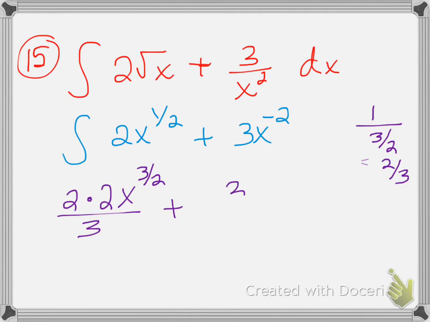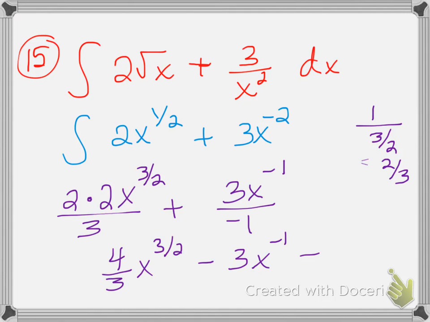And then here, if I add 1 to the power, I get negative 1, and then I divide by negative 1. The only time you flip it is if you get a fraction. And so if I simplify that, I get 4/3 x to the 3/2 minus 3x to the negative 1 plus c.